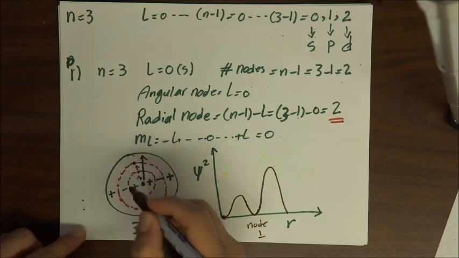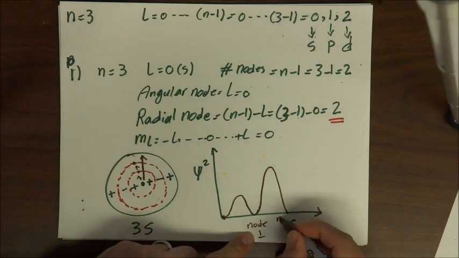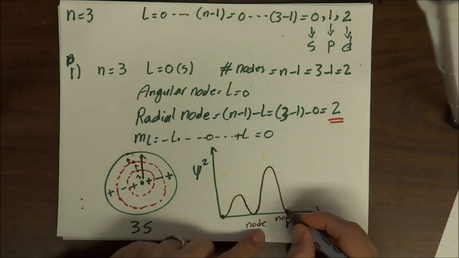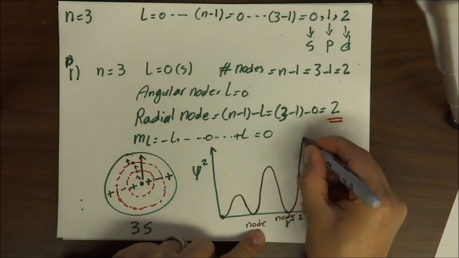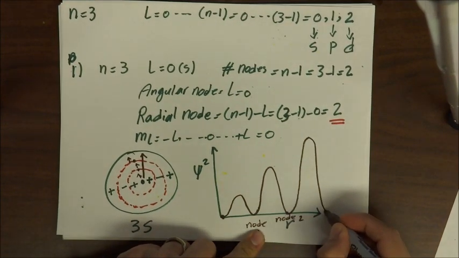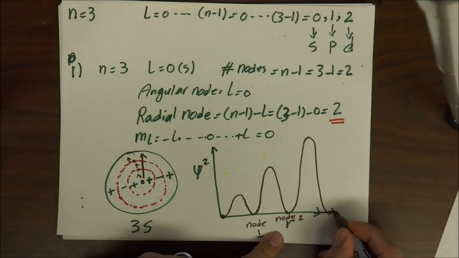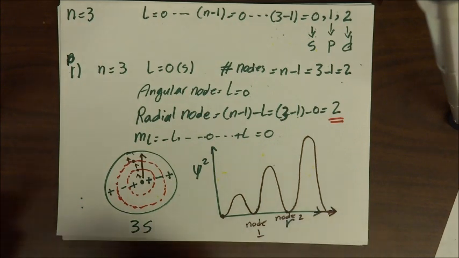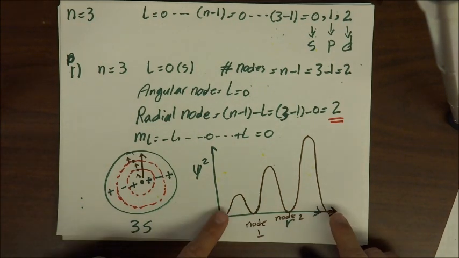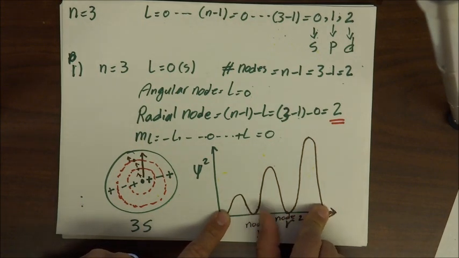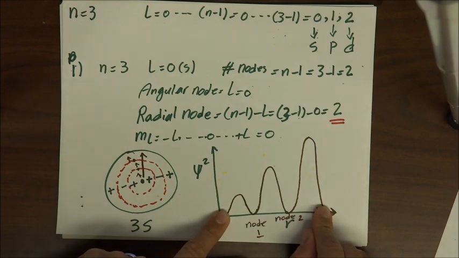Now I reach the second node. So this one is the second node. Again, I pass the node, faced with a bigger area, show it by a bigger peak. Cover the initial and last point. You have two crossing areas, two crossing points. Those are your radial nodes.